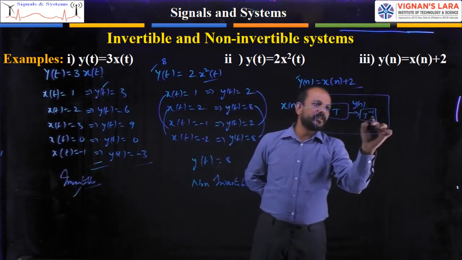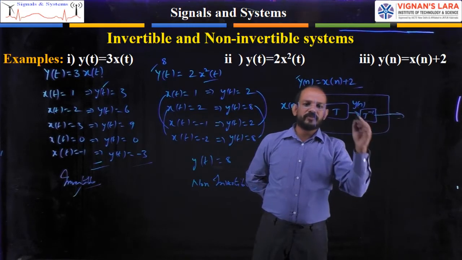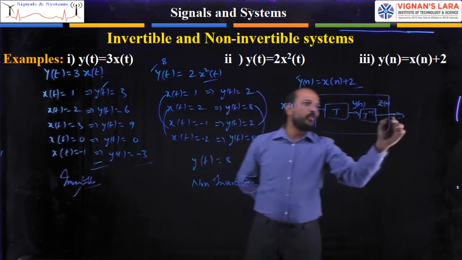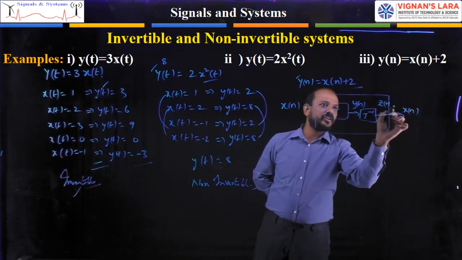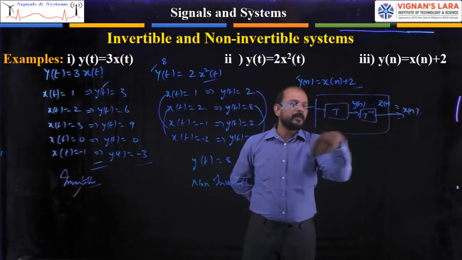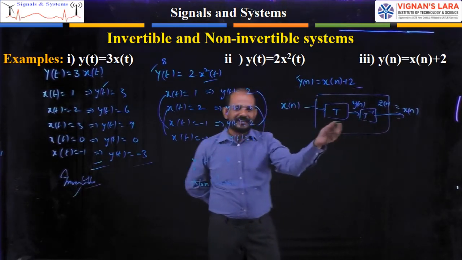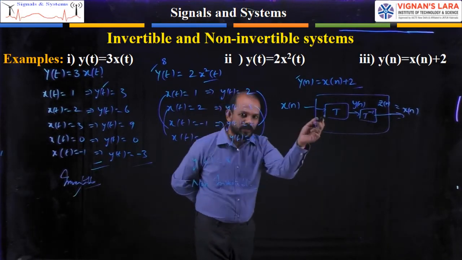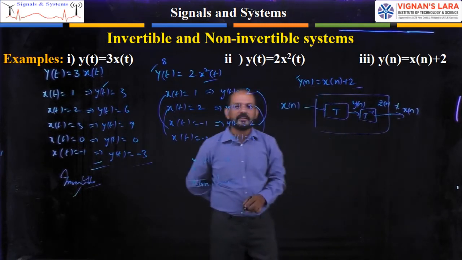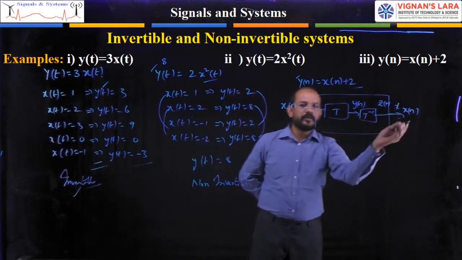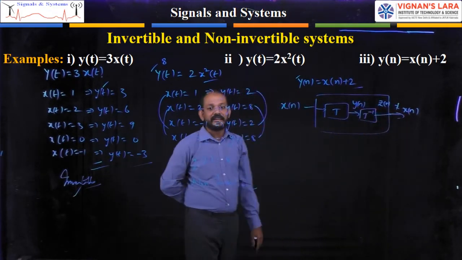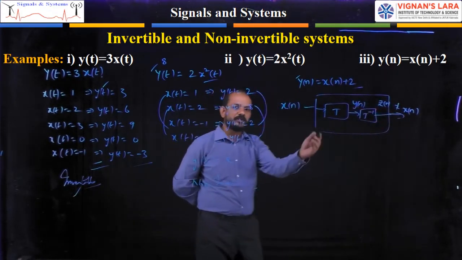What will be the output of that one? We can say it is z of n. If this z of n is equal to x of n, that is, the input of the system appears at the output, then I can say this is an invertible system with respect to discrete. If z of n is not equal to x of n, that is, the input does not appear at the output, then I can say that is a non-invertible system with respect to discrete.